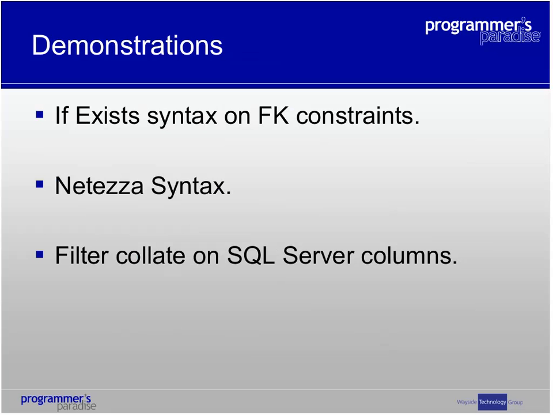So the examples we're going to be looking at, one of them is going to be adding if exists syntax to your foreign key constraints. Another one is going to be adding Netezza syntax, since ERwin does not have native Netezza syntax, but let's say you wanted to build a custom FET file that generated your Netezza syntax. So I'll show you a starting point there that might be useful.